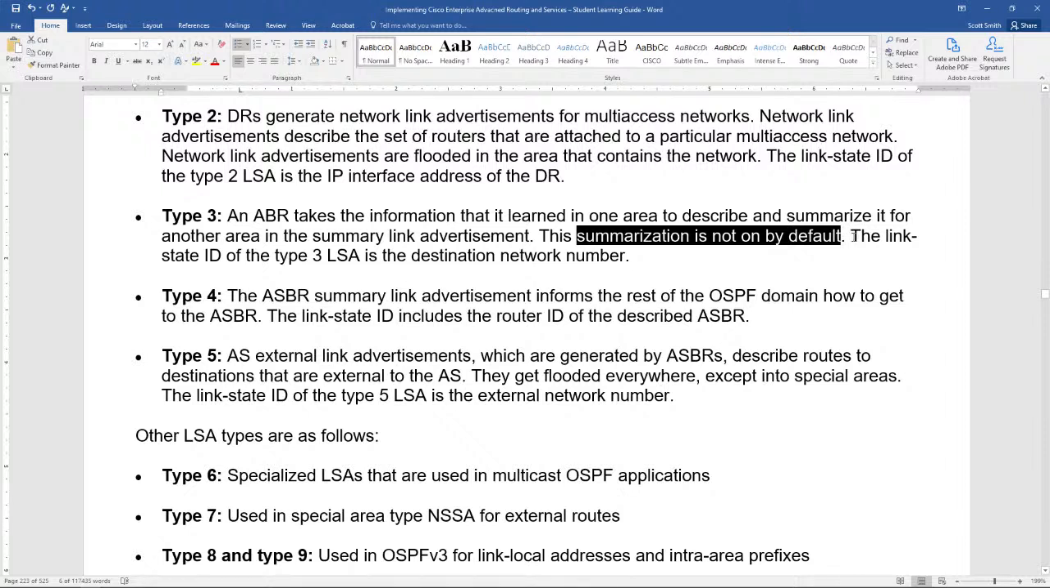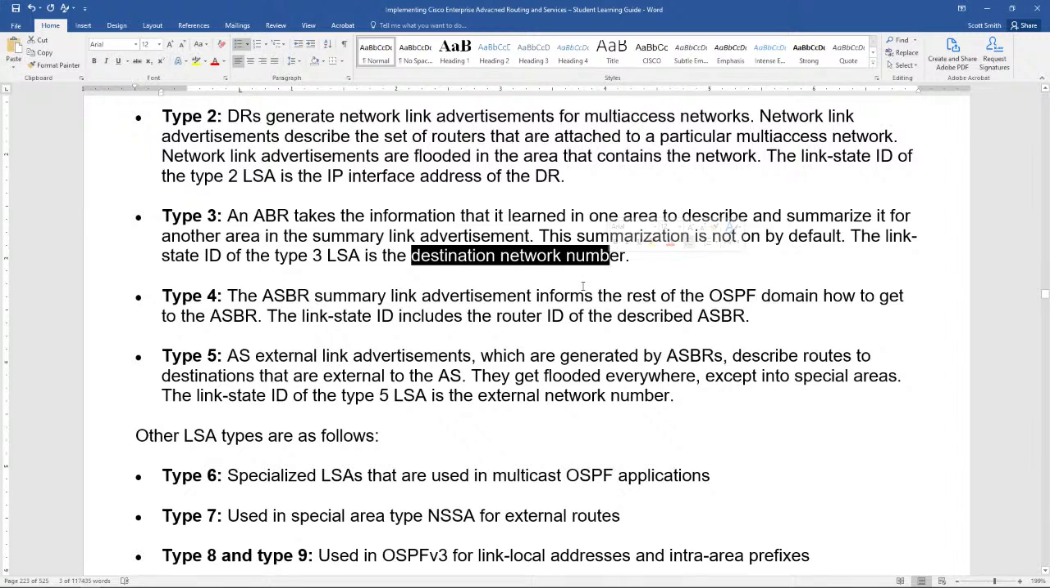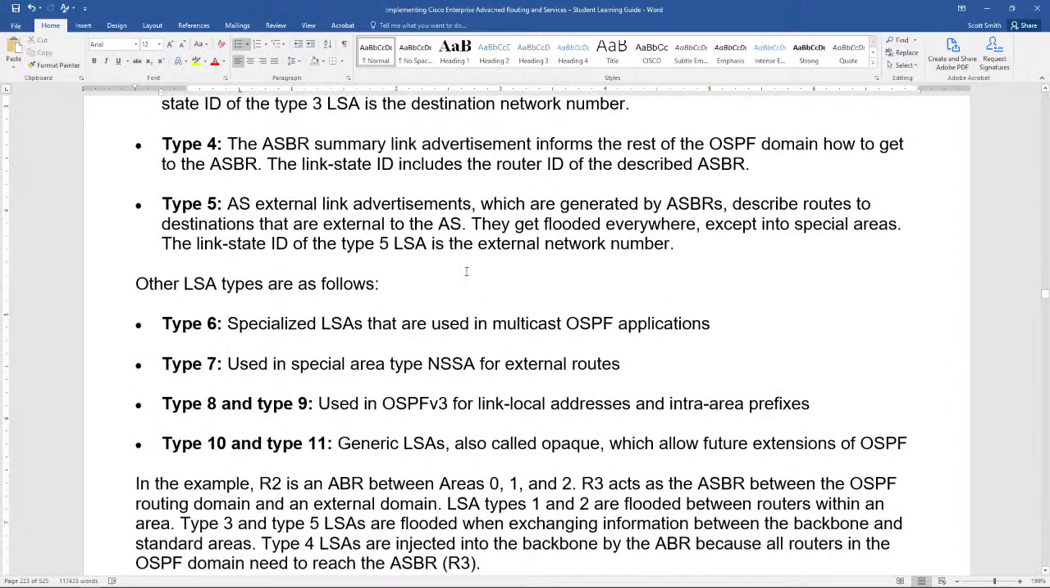Okay? The link state ID for a type 3 LSA is the destination network. In this case, that means the summary. And again, we will see all of this when we actually get into our lab exercise and start seeing this in a practical case. That's the best way to really learn these LSAs, is to look at them in a practical scenario.